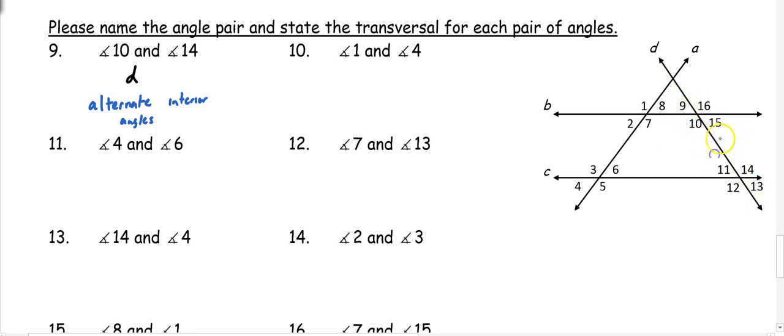Number 10, looking at angle 1 and angle 4. So the line that angle 1 and angle 4 share in common is line A. So line A is our transversal. Now when I look at angle 4 and angle 1, they're above and below their lines, which means they're on the outside and they're on the same side of the transversal. So these are same side exterior angles.